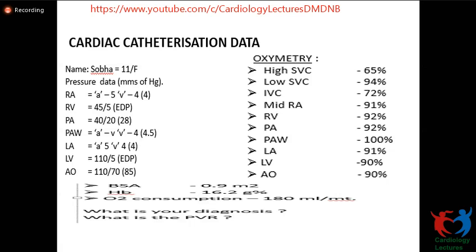Okay. 11-year-old female, sir. Coming to RA pressure, A is 5, V is 4, mean is 4, so it is normal. RV pressure is 45 systolic and 5 diastolic. There's a gradient of 1, which is not significant. PA pressure is 40 systolic, 20 diastolic. Mean is 28, mildly elevated.